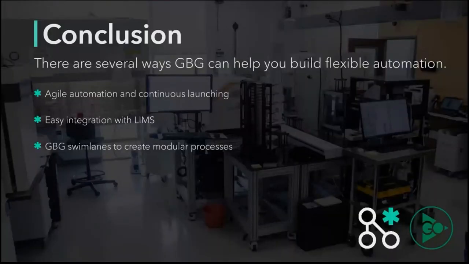So this has been a somewhat short talk, but hopefully we've shown you a few ways that you can intelligently design and build automated systems in your lab to handle flexibility with the help of Green Button Go. This includes agile automation. It means continuously launching your work cells in small chunks in phases with Green Button Go so that you can use automation from the beginning. It includes designing these high-level experiments in your LIMS and then using GBG to communicate with your LIMS to parameterize and run all these different experiments. It also includes using GBG swim lanes so that you can mix and match these canned sequences to create a complete work cell, a workflow on the fly.